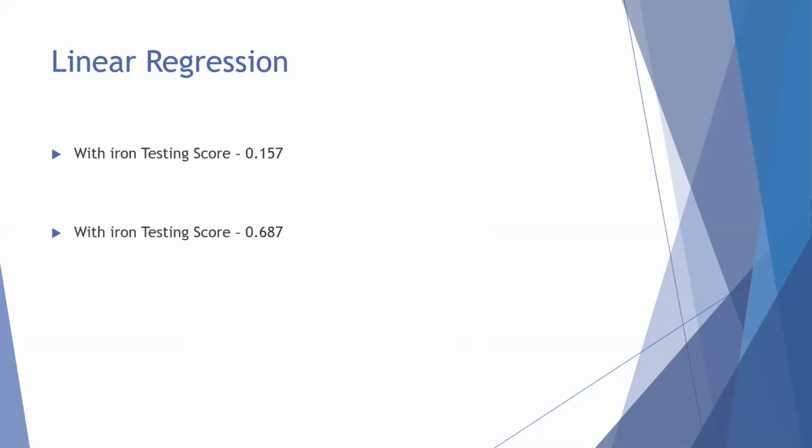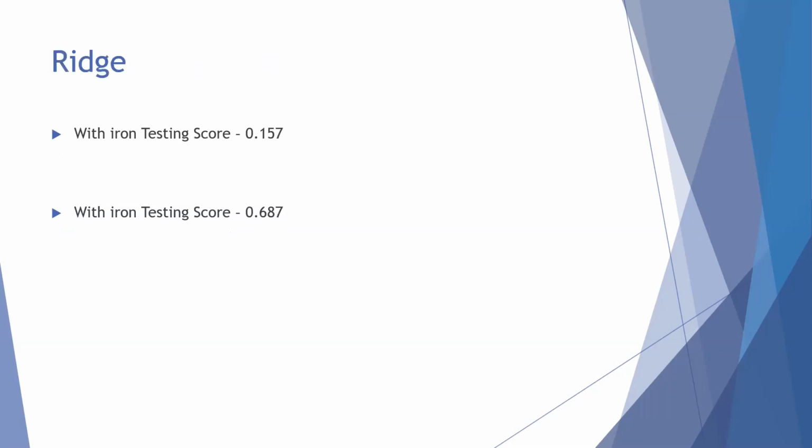So yeah, after doing the linear regression without the iron, I got a score. Sorry, the first one is supposed to be without the iron. I got a testing score of 0.157, so 15% accuracy. It was a very bad model. And with the iron, it was 68%. And Ridge had similar values. I changed the model and ran it again, and Ridge gave similar values.